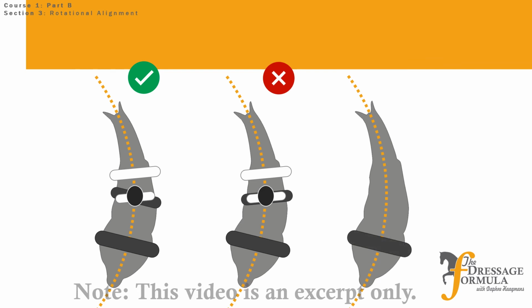Here are the horse's hips again. Our hips are in alignment with the horse's hips. Here's the horse's shoulders, and our shoulders are not in alignment with the horse's shoulders, but over our hips. Again, an incorrect rotational twist, which will work against the bending of the horse.